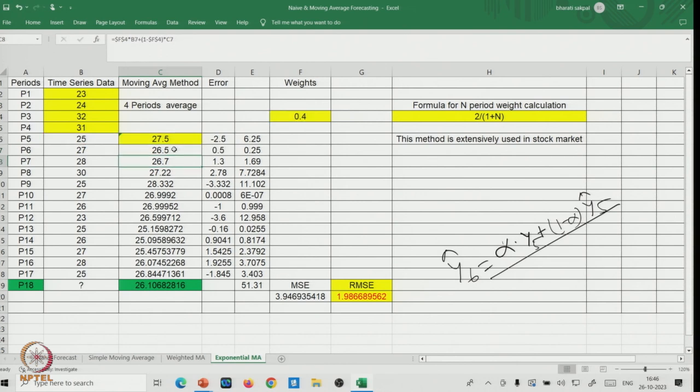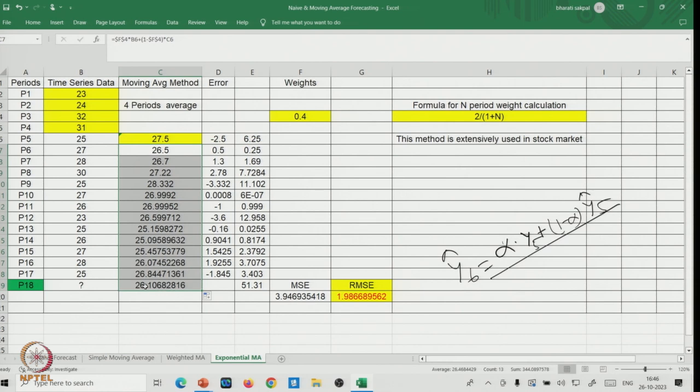Now if you drag this, the 6th period calculation you have done. For the 7th period, the same way, using the 6th period data and forecast you found. Now exponential moving average is actually working. Now you have got the calculation and the forecast, you drag it. I can show you that. Let's drag it. So you got the forecast for all the periods now.